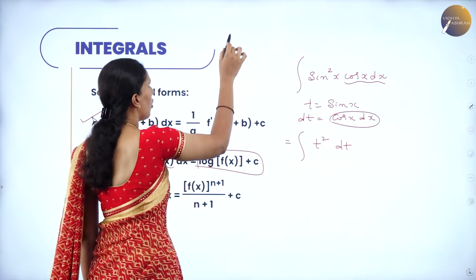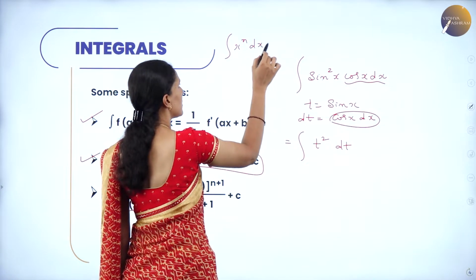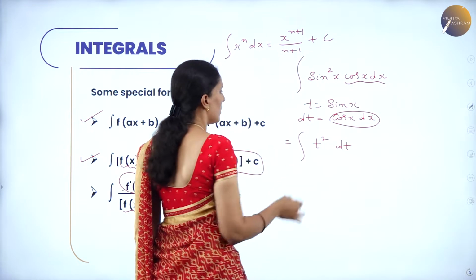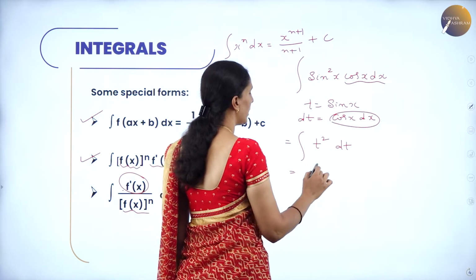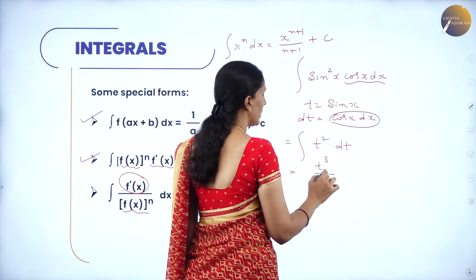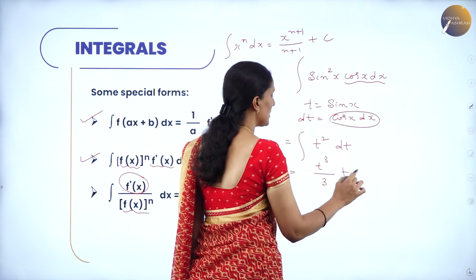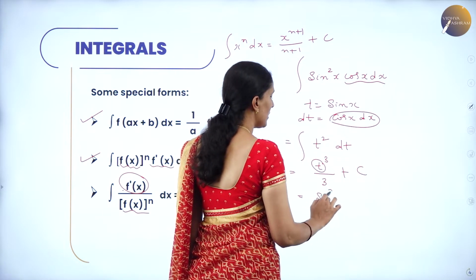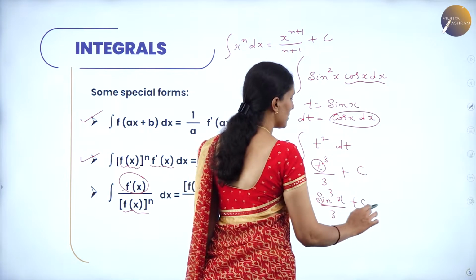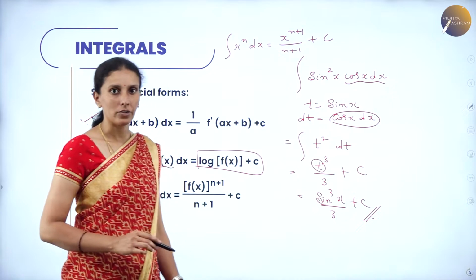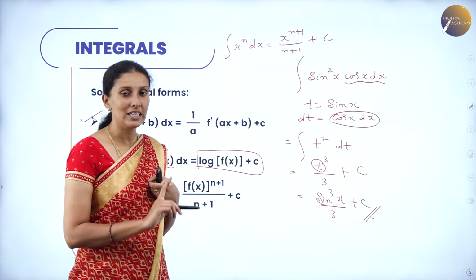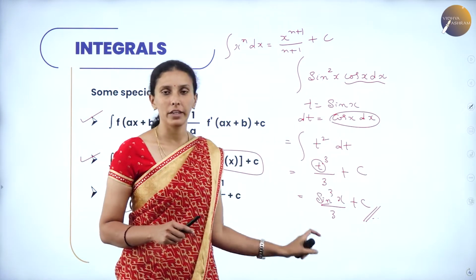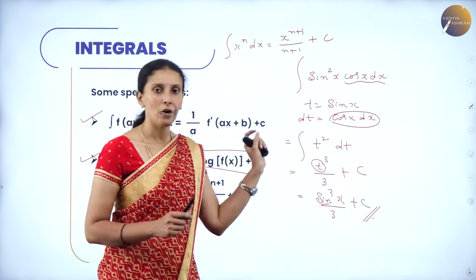What is the integral of x to the power n dx? It is x to the power n plus 1 divided by n plus 1 plus c. Similarly for t with respect to dt, it is t to the power 2 plus 1, that is 3, divided by 2 plus 1, that is 3, plus c. What is t we have taken? We have taken t as sine x. Therefore I can write it as sine cube x divided by 3 plus c. So this is the integral of the given function. This is how we find it. These are some standard forms you can remember, where using the substitution method we can find the integral of some functions.